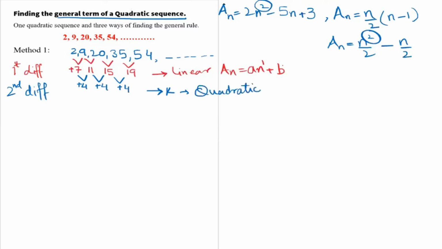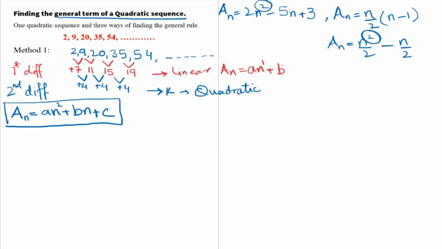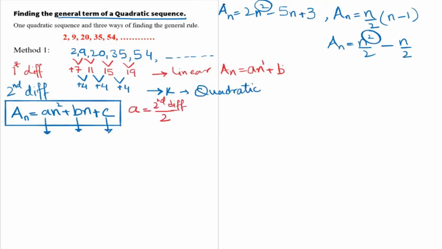And for a quadratic sequence, the general way of writing any quadratic sequence is an squared plus bn plus c. And now our job is to find these letters a, b, and c. Out of these 3 letters, a is the easiest to find. For a, it's simply half of the second difference. In this case, the second difference is 4, so we have already got the value of a. That is 2.